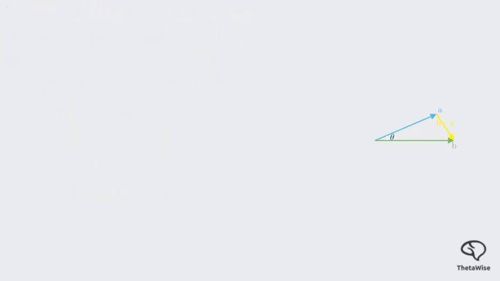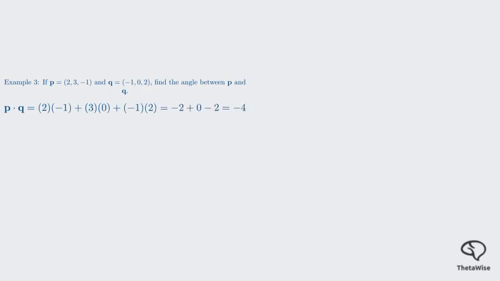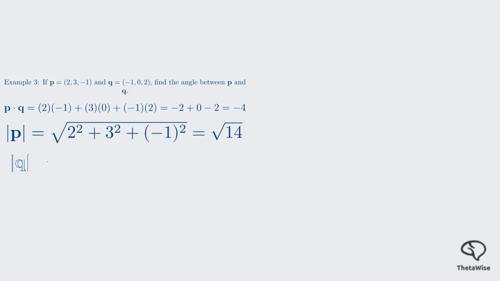Let's apply this formula. Suppose we have vectors p equals (2, 3, 1) and q equals (1, 0, -2). Let's find the angle theta between them. First, we calculate their scalar product, 2 times 1 plus 3 times 0 plus 1 times negative 2, which gives 2 plus 0 minus 2, or 0. Next, we find their magnitudes.